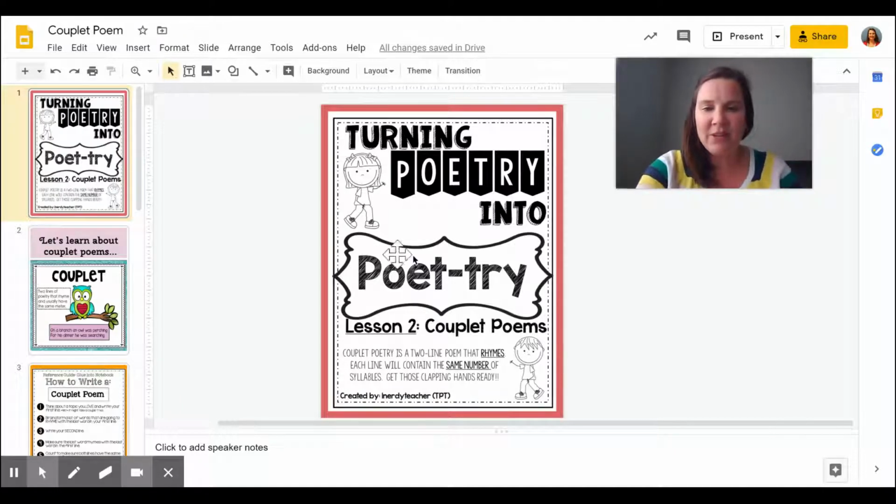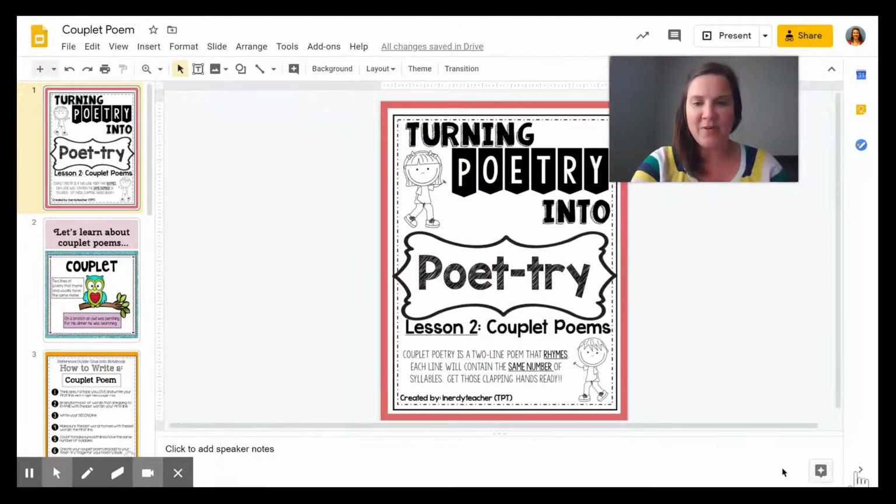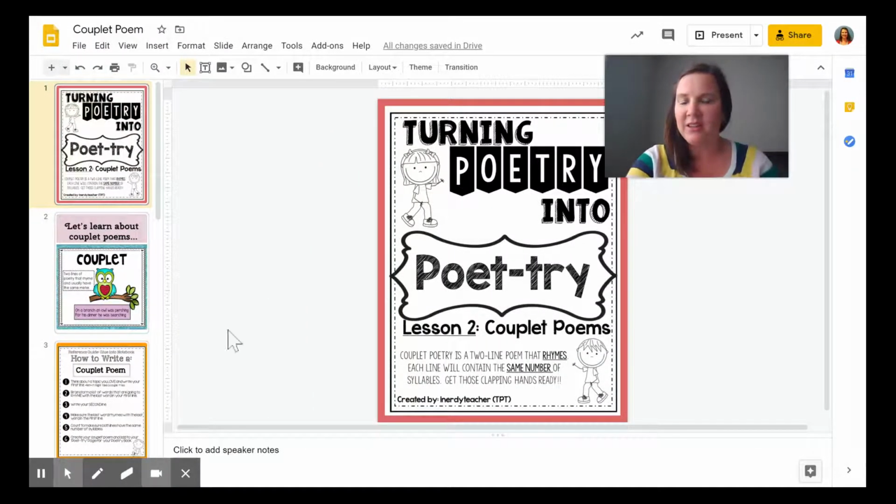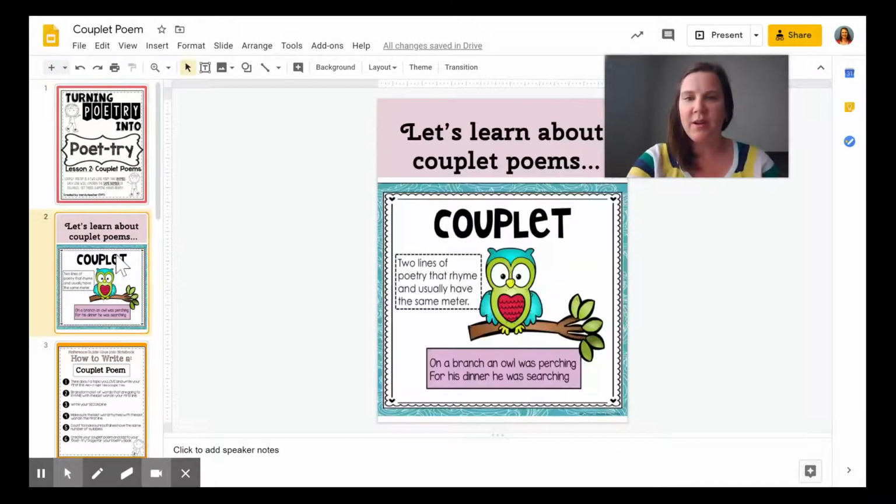A couplet poem, the definition is down here, and it says couplet poetry is a two-line poem that rhymes. Each line will contain the same number of syllables, so get your clapping hands ready. All right, this is kind of what I talked about in the slide before this one. So we're focusing on rhyming and syllables.